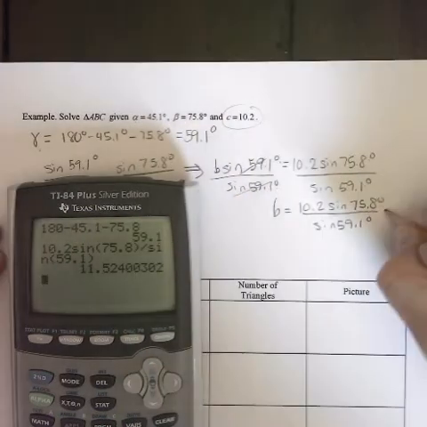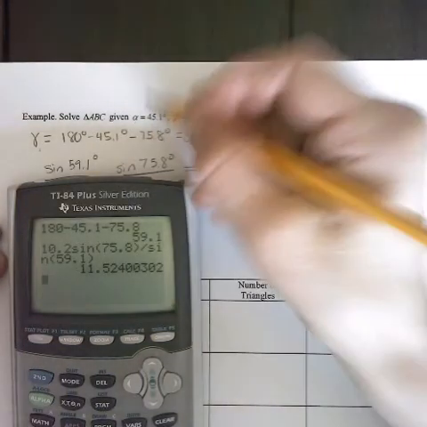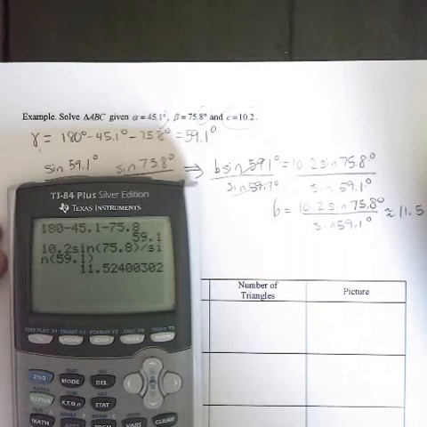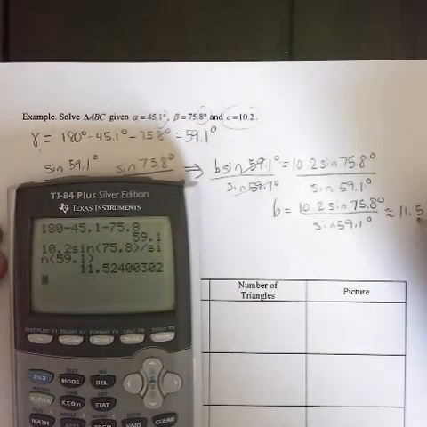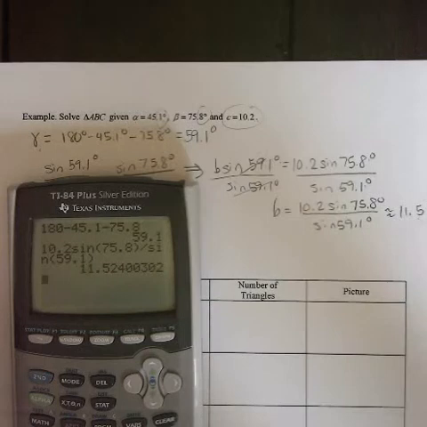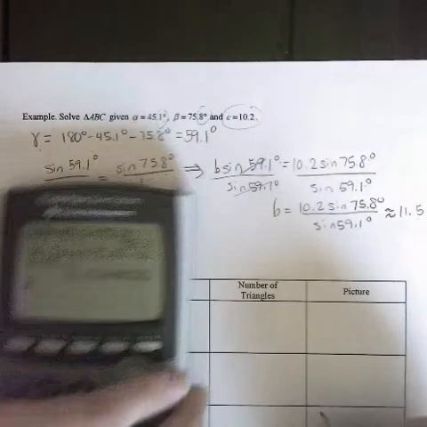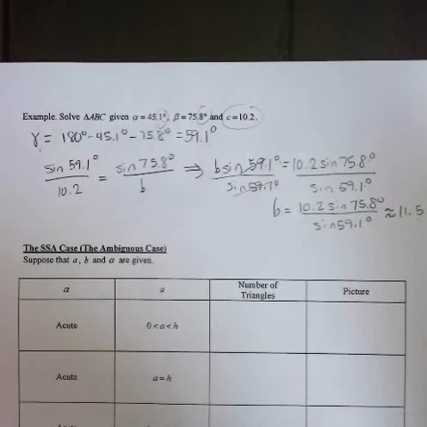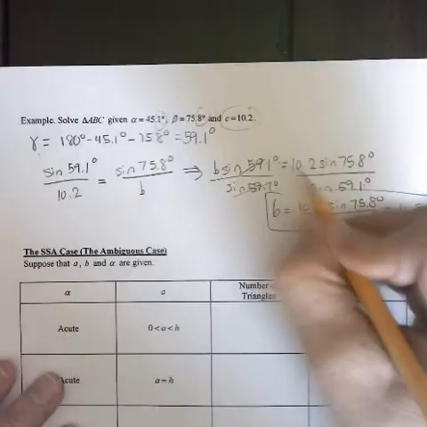And for rounding rules, what we'll do is if this is to 1 decimal place, then we'll round our answer to 1 decimal place. If that's 2 decimal places, then I'll use 2 decimal places. And notice that this is approximate, so you should use an approximately equal symbol. Okay, so we have B, we have gamma, we still need to find A.